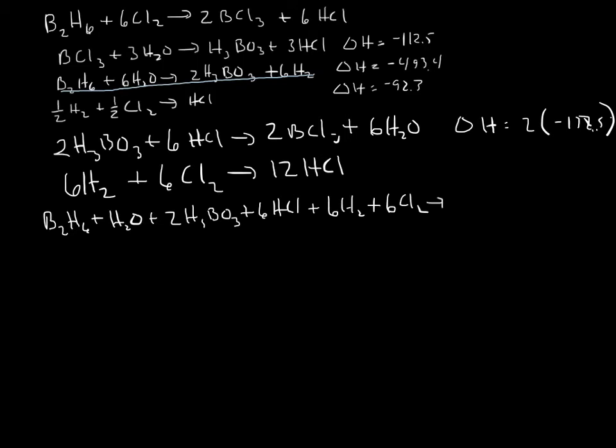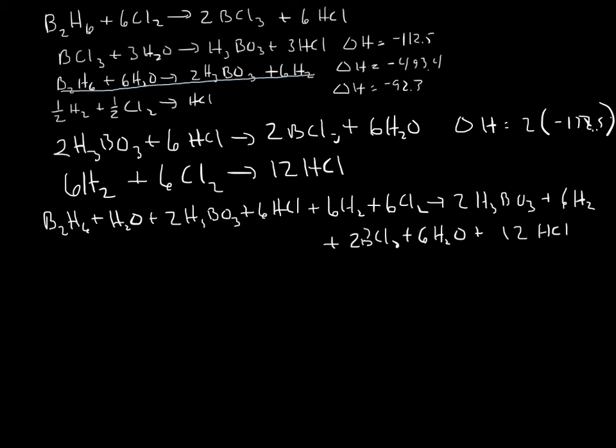Now the products. The products, we need 2 H3BO3s plus 6 H2s, right, from up here. Now we're going to run out of room, so we got to be a little creative here. Plus 2 BCl3s plus 6 H2Os plus 12 HCls. That should be all of it, but we'll check to make sure.